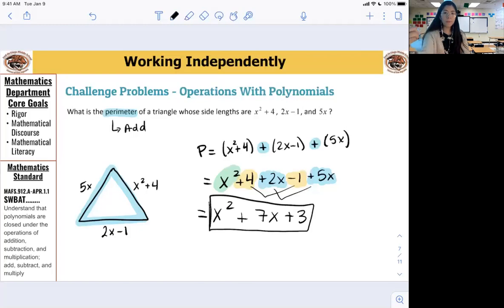So perimeter means that we're adding, but what's the scenario where you would multiply? Area. Area. So if it was asking for the area, you would have to multiply. But that would be area of a rectangle, by the way, not a triangle.